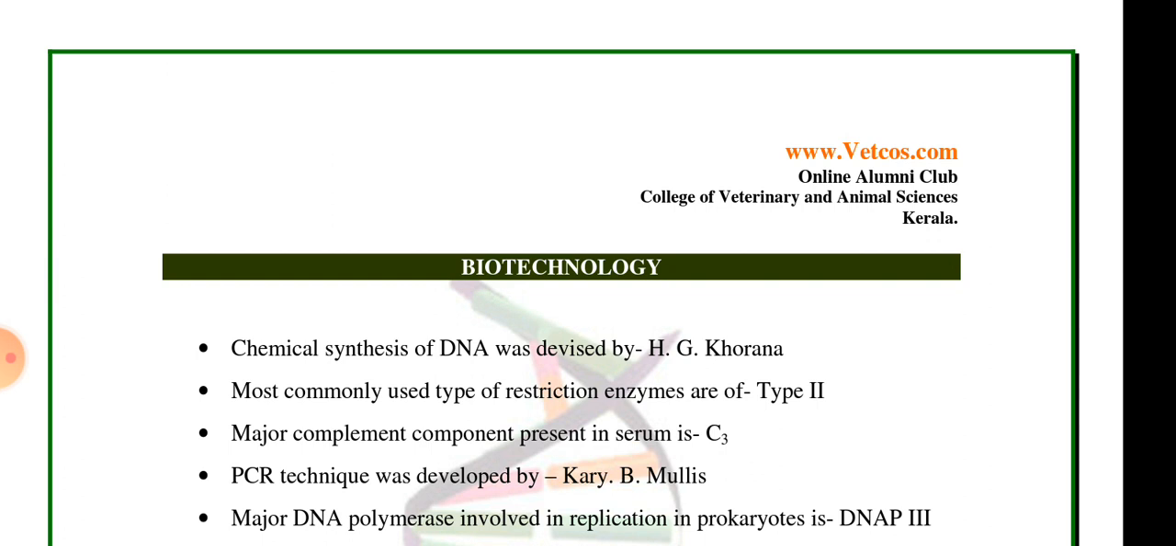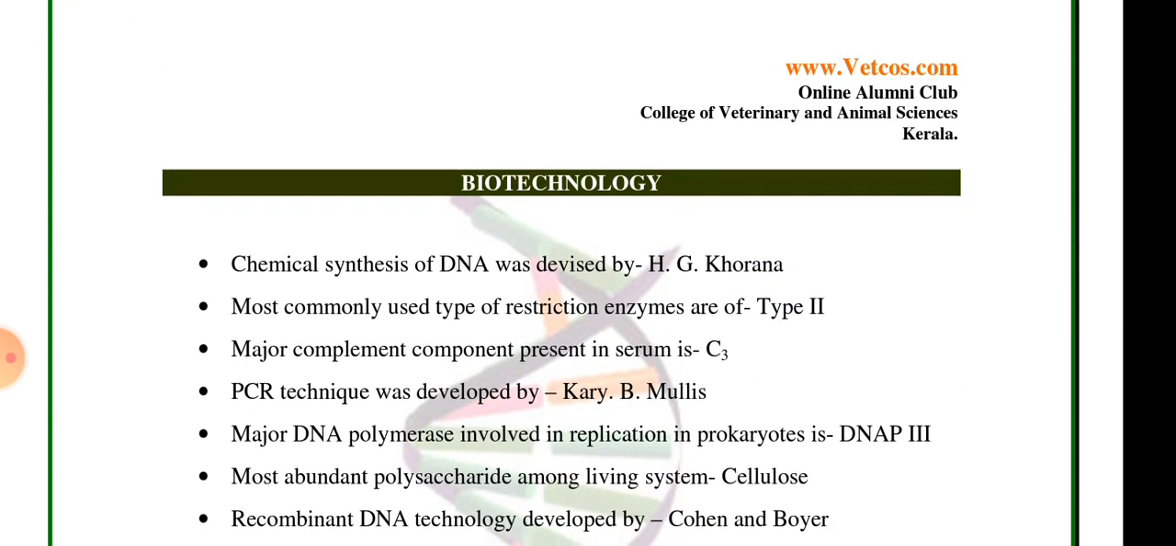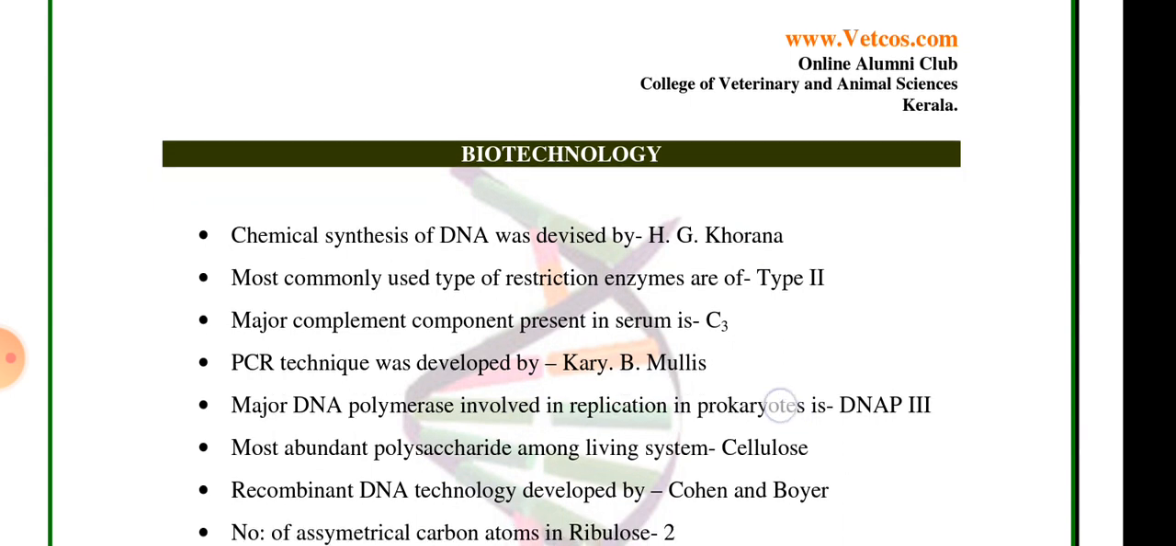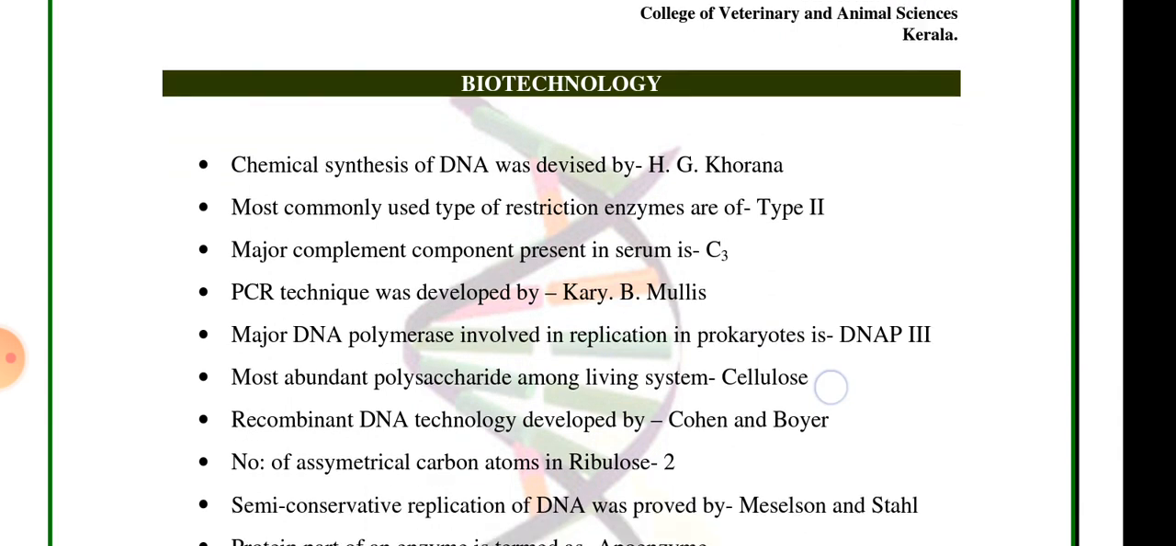Major DNA polymerase involved in replication in prokaryotes is DNA polymerase 3. Most abundant polysaccharide among living systems is cellulose. Recombinant DNA technology was developed by Cohen and Boyer. Remember that the corona vaccine by Moderna is, I think, based upon recombinant DNA technology. Number of asymmetrical carbon atoms in ribose is 2.